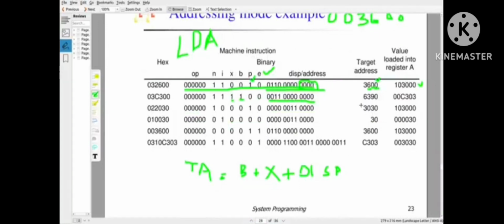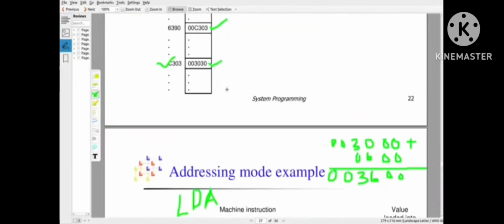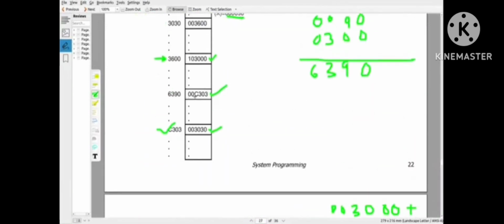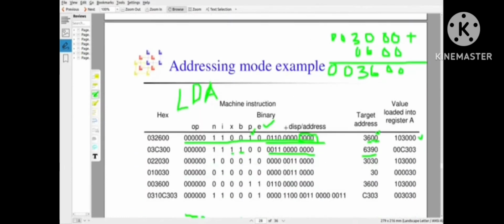Correct? Yeah, 6390. So the location 6390 contains 00C300 because the opcode is the same. So the instruction is load accumulator. So what is the content in 6390 is stored into the accumulator. So this is the content.